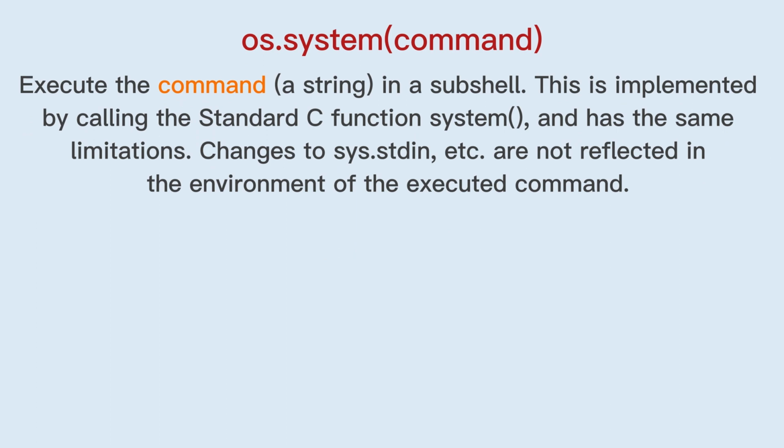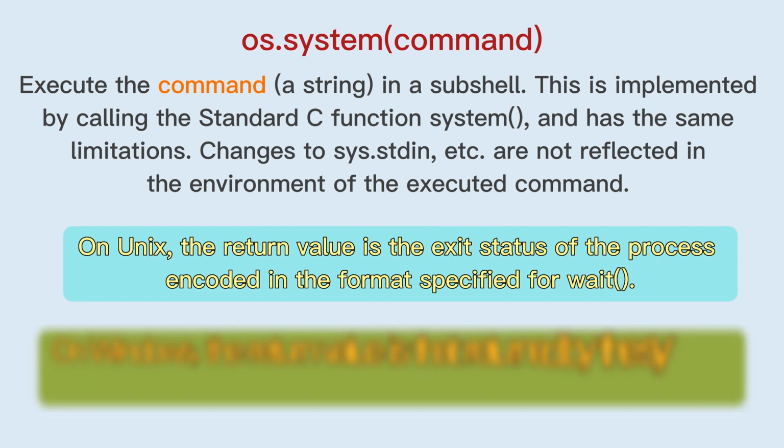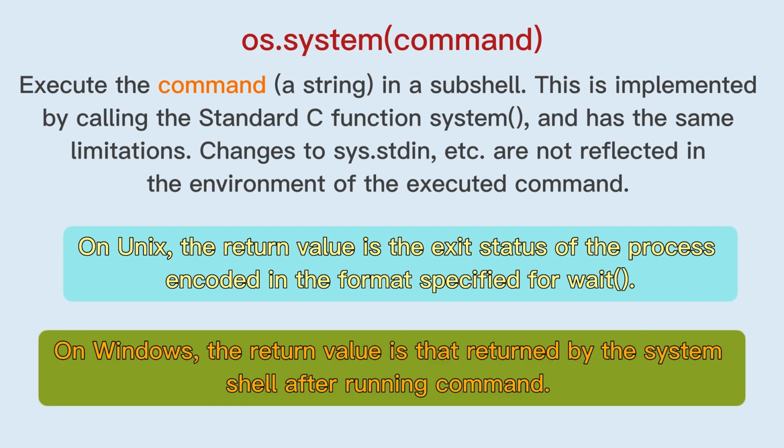os.system. Execute the command, a string, in a subshell. This is implemented by calling the standard C function system, and has the same limitations. Changes to sys.stdin, etc. are not reflected in the environment of the executed command. On Unix, the return value is the exit status of the process encoded in the format specified for wait. On Windows, the return value is that returned by the system shell after running command.